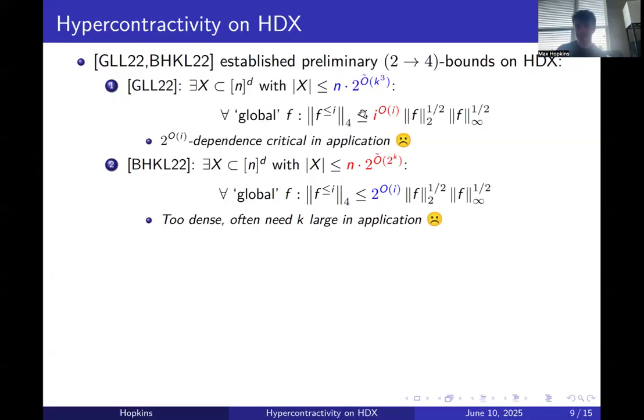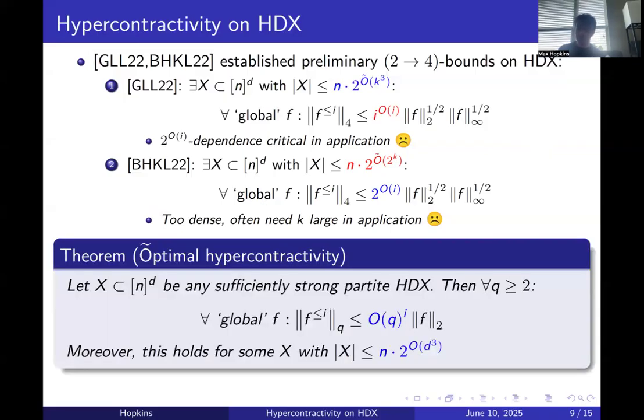So somehow, GLL managed to get these much sparser complexes, but the wrong coefficient, and BHKL got much denser complexes, but the right coefficient. So it's a natural question: can we achieve the best of both worlds here? And also, can this be extended beyond 2 to 4? In some applications, you really need a large Q. You take Q to be scaling with the function density, so even super constant Q is necessary. And can you get rid of this L infinity dependence, which doesn't appear in traditional versions of the theorem?